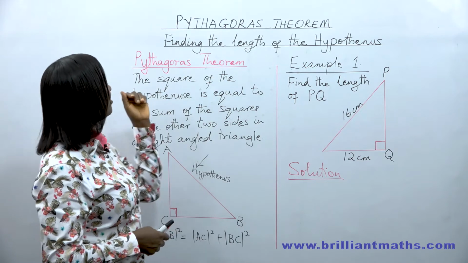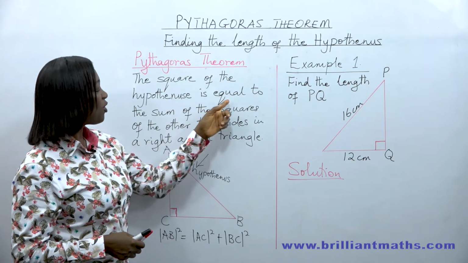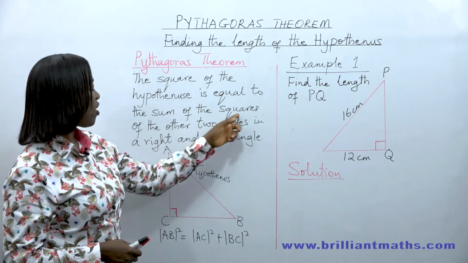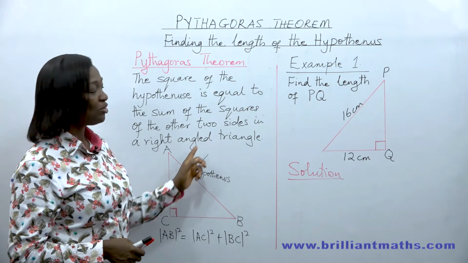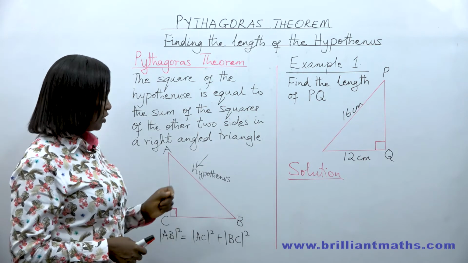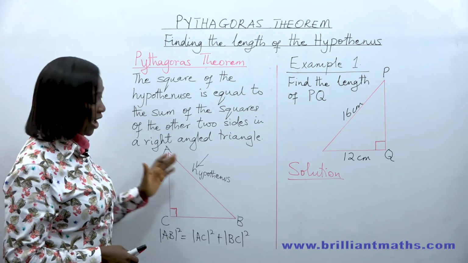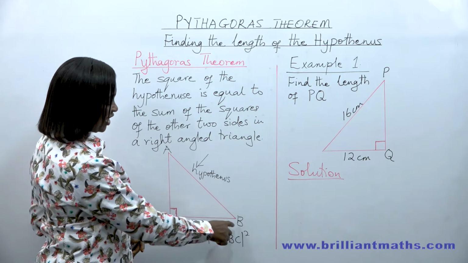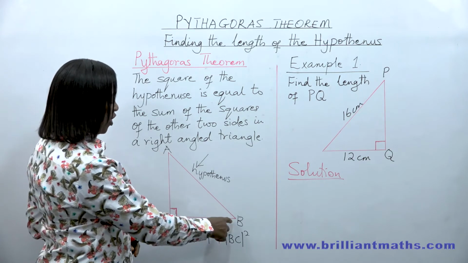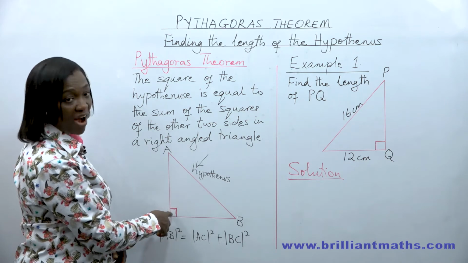Pythagoras Theorem states that the square of the hypotenuse is equal to the sum of the squares of the other two sides in a right-angled triangle. So that means that if you have a right-angled triangle, triangle ABC, the hypotenuse is the slanted side. It's the longest side of the three sides of the triangle, and it is opposite the right angle.